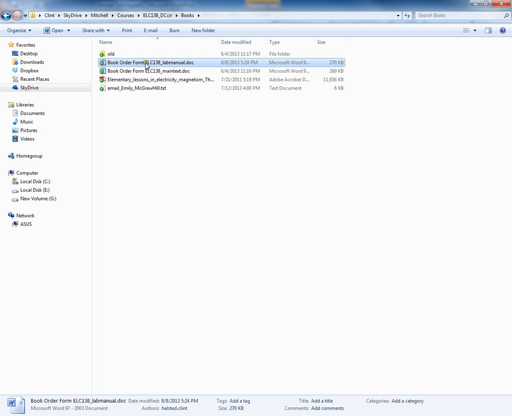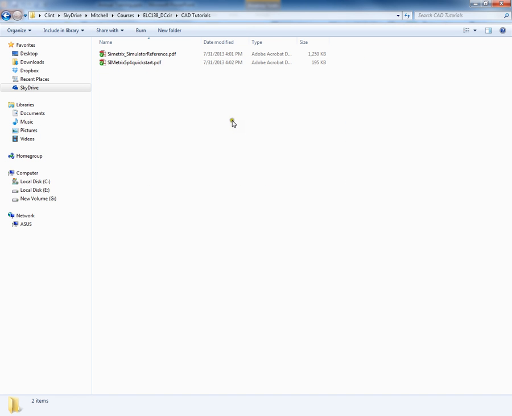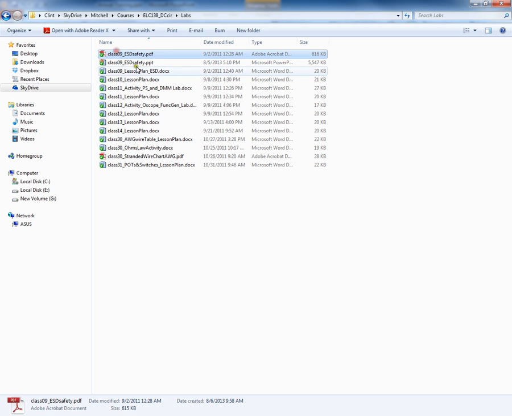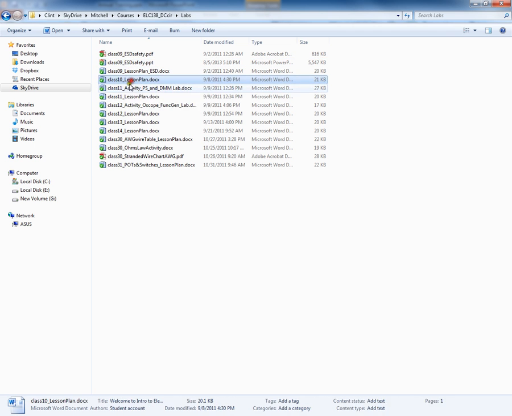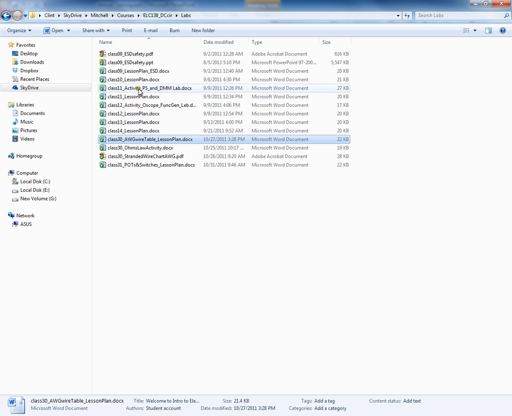And then the lab manual, all the information for the lab manual. CAD tutorials, I put in there. Labs, all the labs by class period, or the class number doesn't really mean anything, doesn't really mean a day or anything, it just means that's the right sequence. So the lesson plan template determines what order we go in, or what day we actually have that lab on. But usually I have in here different files.